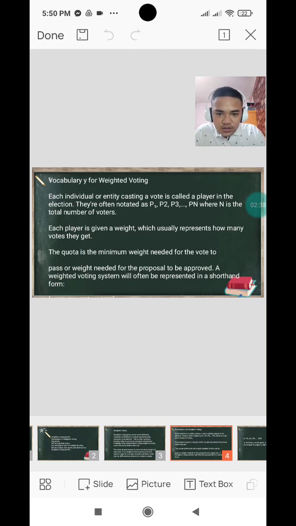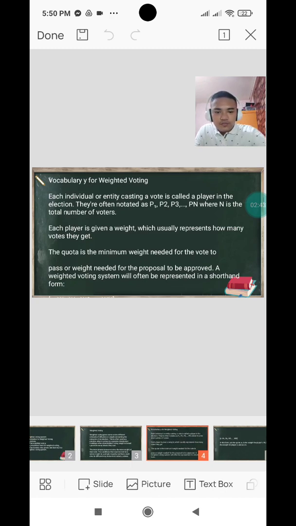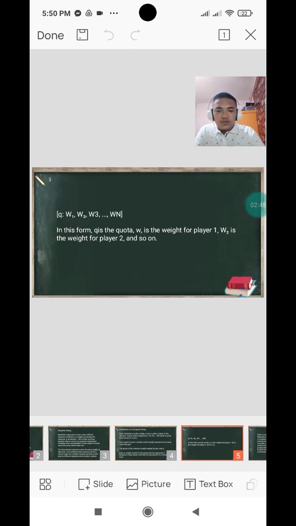A weighted voting system will often be represented in a shorthand form. So this one is the quota, w sub 1, w sub 2, w sub 3, up to w sub n. In this form, Q is the quota, w sub 1 is the weight for player 1, w sub 2 is the weight for player 2, and so on.